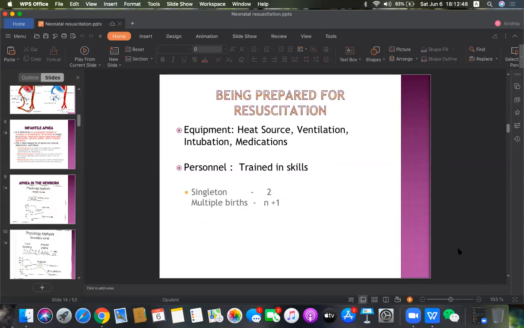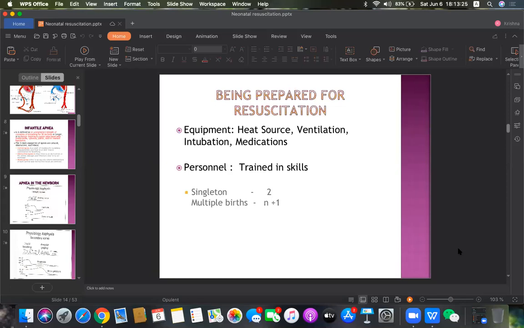Now, how many people do we need during resuscitation in the delivery room? It's a very simple type of mathematics. If there is a singleton delivery, meaning only one baby is delivered, we need 2 people. If there are multiple births, we need one more person than the number of babies. If there is a twin delivery, we need 3 people for the resuscitation. If there is a triplet delivery, we need 4 people.